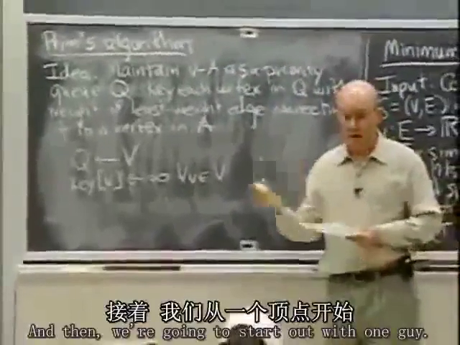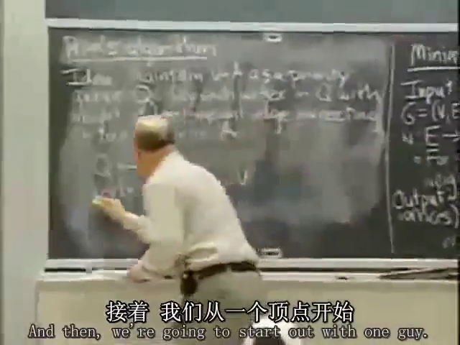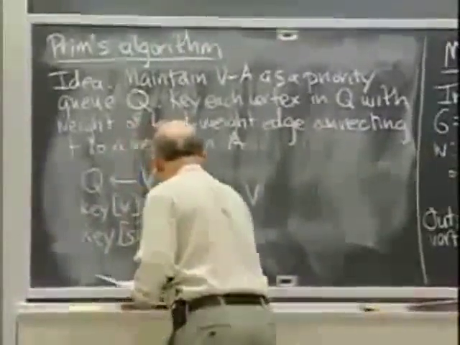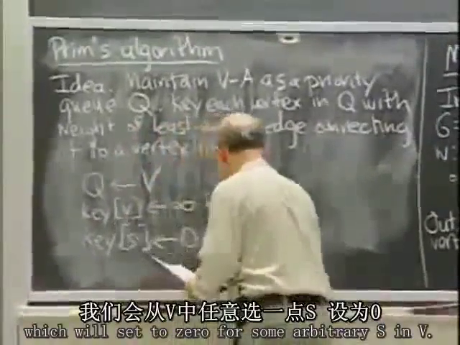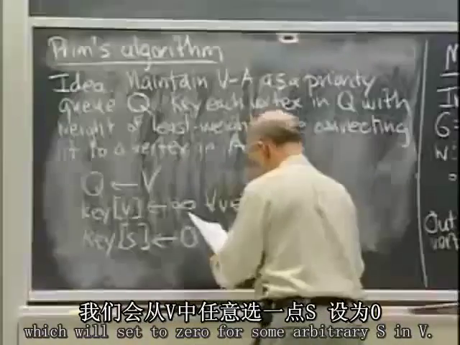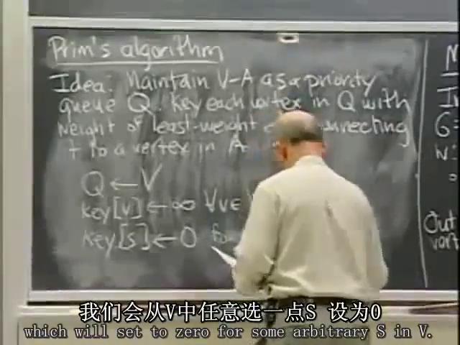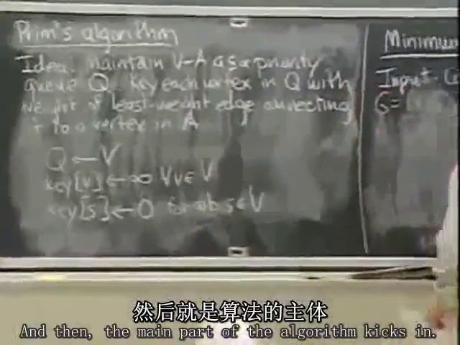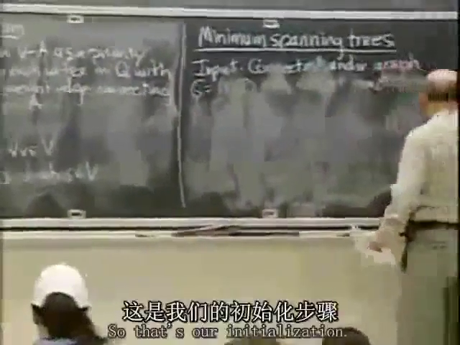And then we're going to start out with one guy. We'll call him S, which we'll set to 0, for some arbitrary S in V. And then the main part of the algorithm kicks in. So that's our initialization.